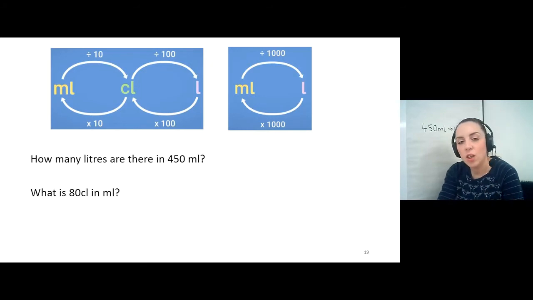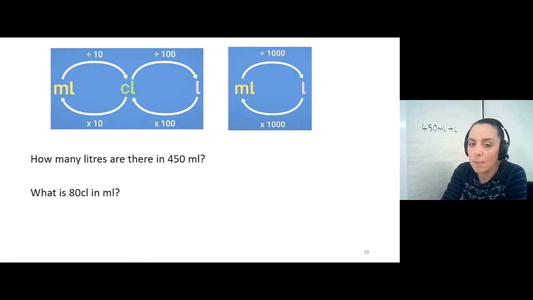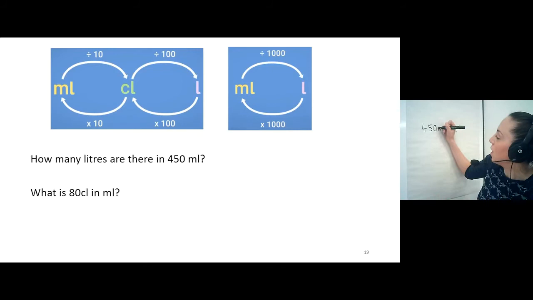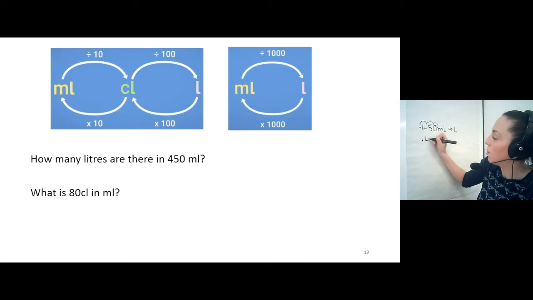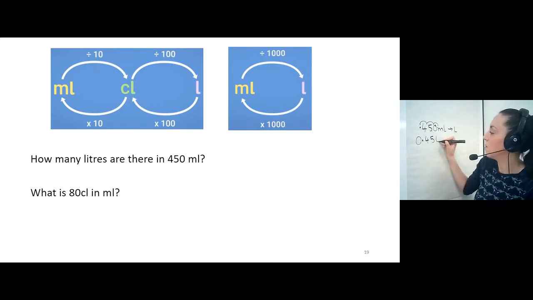It was important to include a decimal here as well, I felt, because obviously if we're going from something like millilitres, where 450 millilitres is quite an average weight of capacity. So millilitres to litres, we would divide by 1,000. If we take our decimal place and divide by 10, 100, 1,000, our decimal point will end up here to get 0.45, so 0.45 litres.